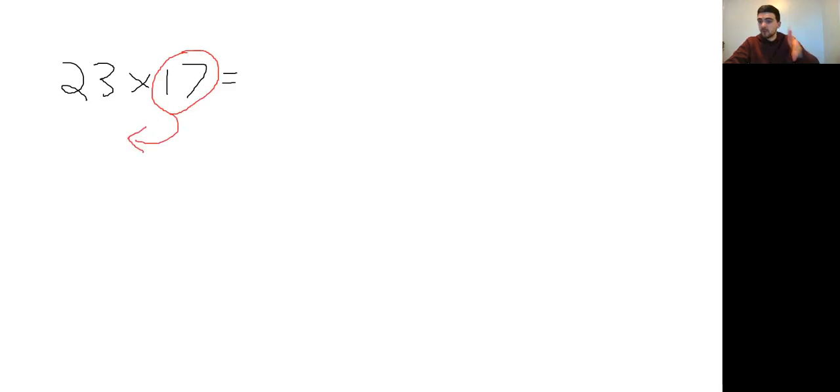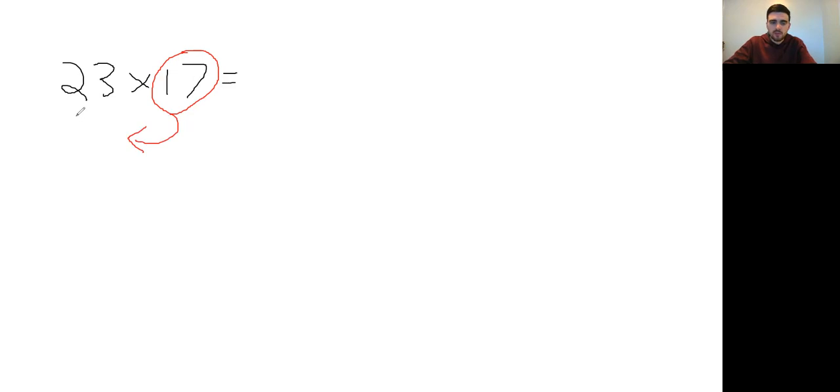If we have, for example, 23 times 17 equals, this question is written out horizontally, and while you can solve multiplication horizontally, it's a lot harder. And why would I want to do that to myself? The first thing I'm going to do here is take this second number, 17, and move it onto the bottom row so I can write this problem vertically.